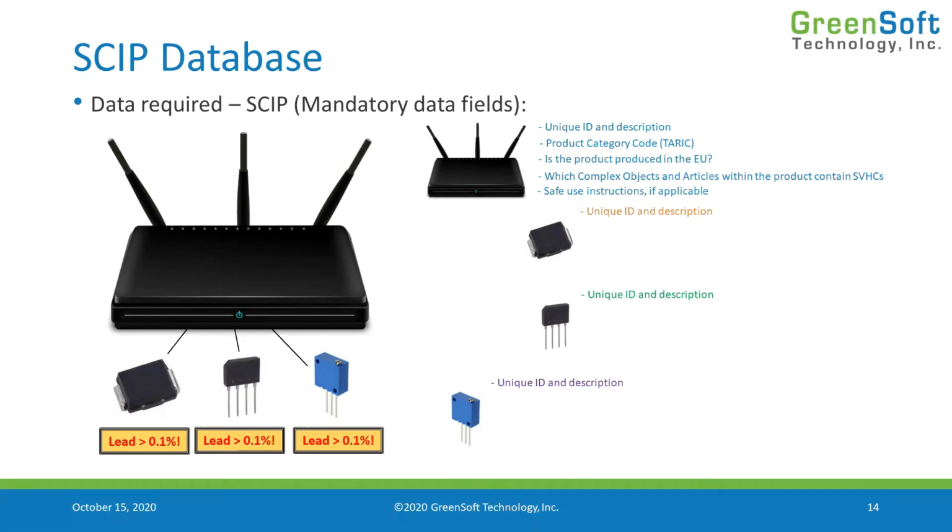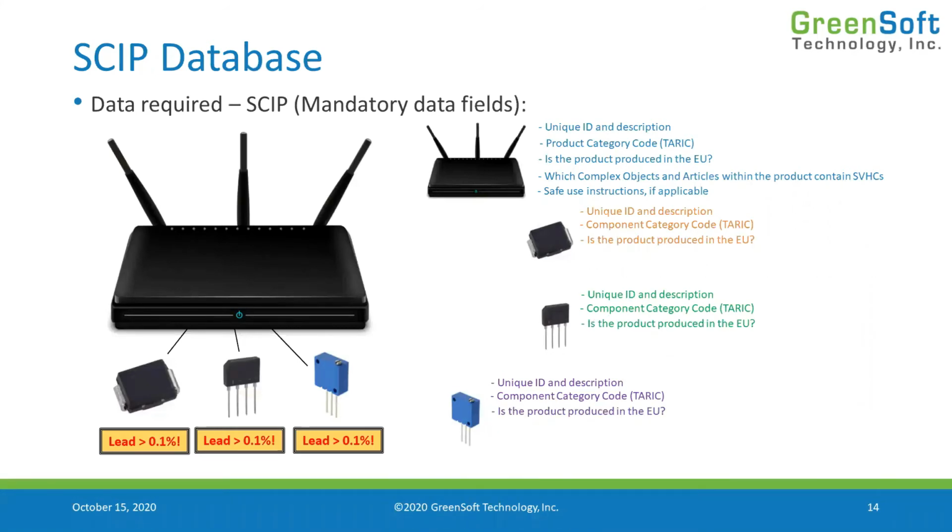And for each one of those components, I also have to provide a unique ID and description. I also have to provide the component category code. In other words, the tariff code that the suppliers would use to import these into the EU, which is not the same as what the wireless router category is, right? A diode has a different import code than a wireless router does, so does an inductor, so I have to categorize these accordingly. I also have to disclose whether these suppliers are producing these or importing these within the EU or not. I have to disclose any safe use instructions the suppliers have provided me. I have to pass those on.